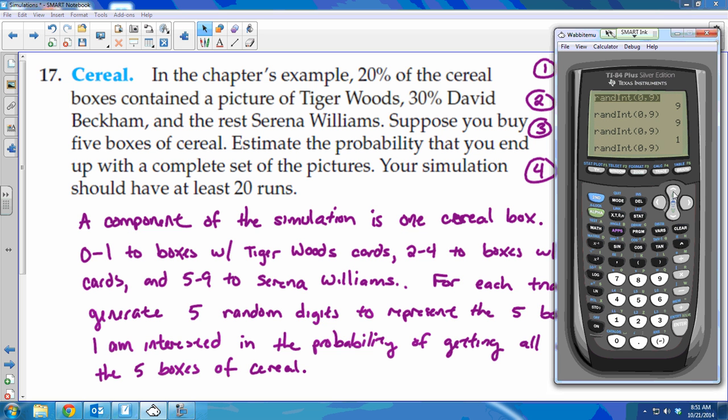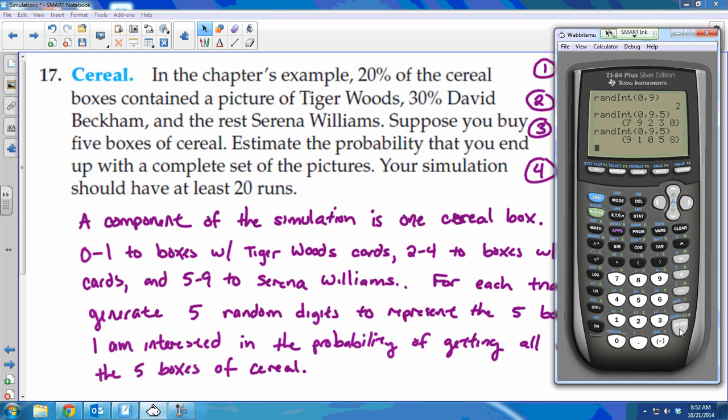So, questions about how that works? Now you can take this a step further. For our simulation, for example, we want 5 numbers. Yes? So I can go back to math, probability, go back down to 5, and I can put in my lowest number, comma, the highest number, comma, how many numbers I want at a time. So in this case, I want 5 cereal boxes, so I want 5 numbers. So it'll give me a list of 5 numbers, and you keep hitting enter, you get more 5 numbers.